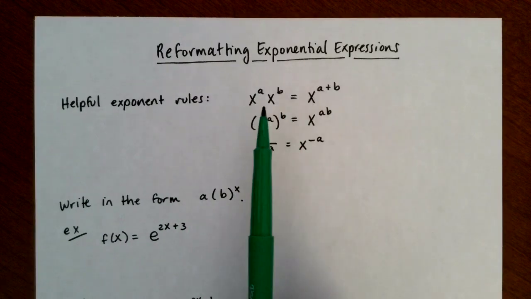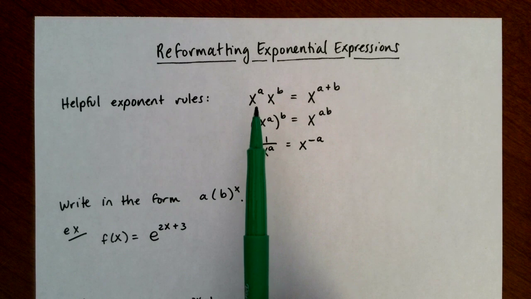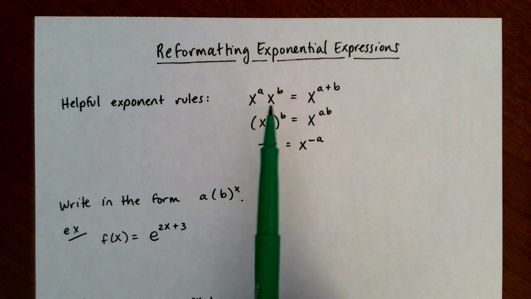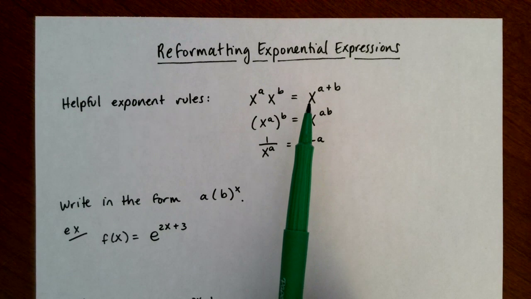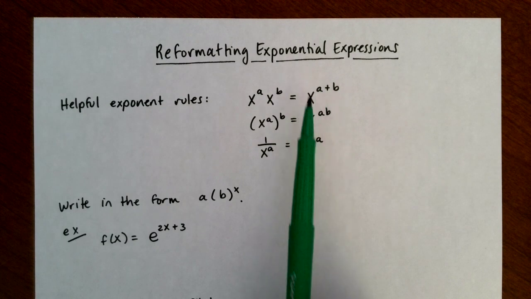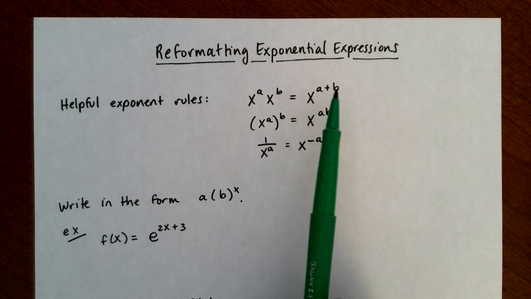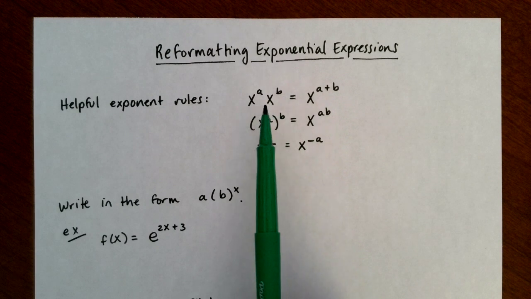So we have x to the a times x to the b equals x to the a plus b. Essentially, anytime you have the product of two exponentials that have the same base, you can add their exponents. We can also use this in the opposite direction, which is actually going to be more helpful for us in this particular task. So if you start with something raised to an exponent that's addition, you can split it up into these two pieces. Same thing for the next two.